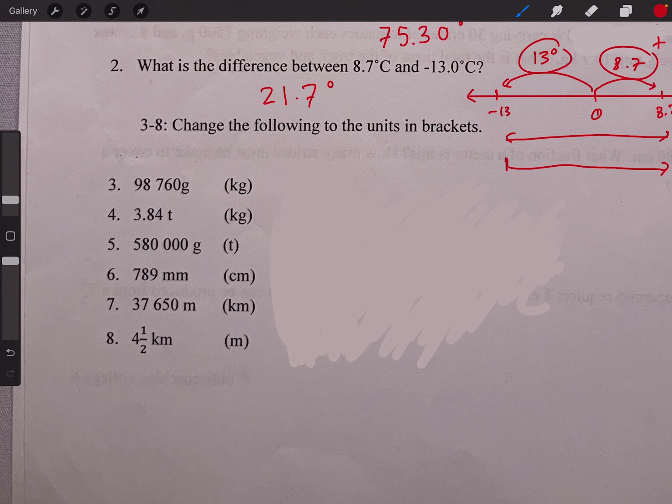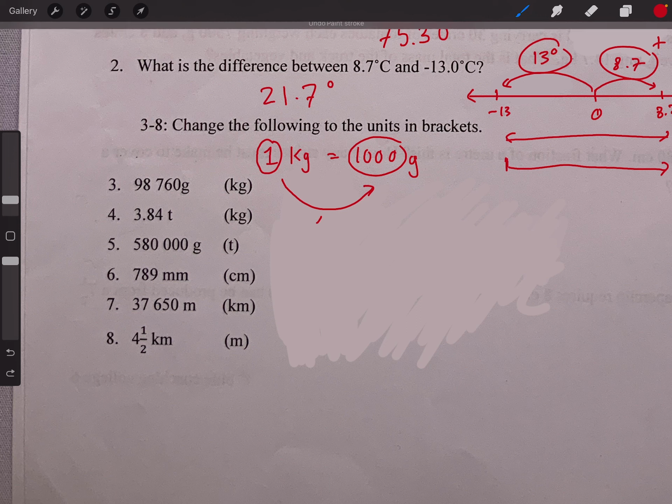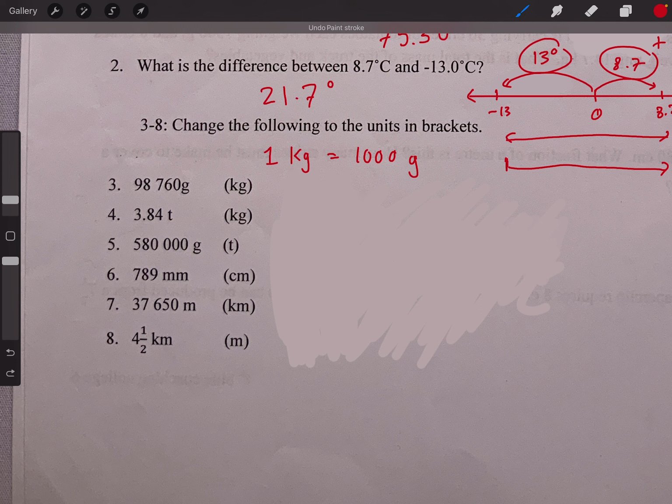Question 3. Change the following to the units in the bracket. So we want to change everything to kilograms. Okay, so we know that 1 kilogram is equal to 1,000 grams. Now to go from kilograms to grams, how do you get from 1 to 1,000 using multiplication or division? We must multiply by 1,000. So to go from kilograms to grams, we just multiply by 1,000.